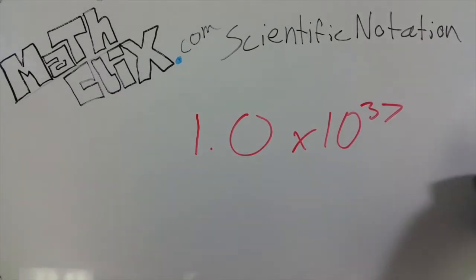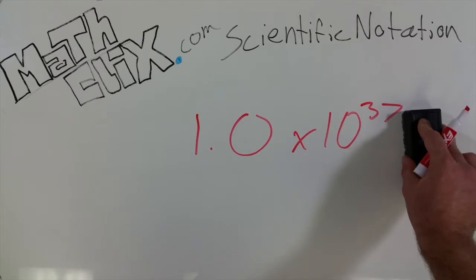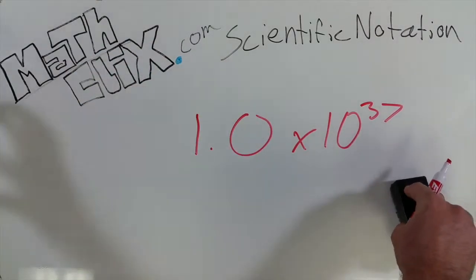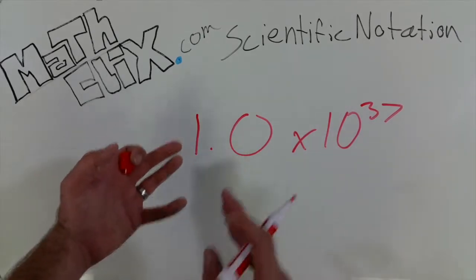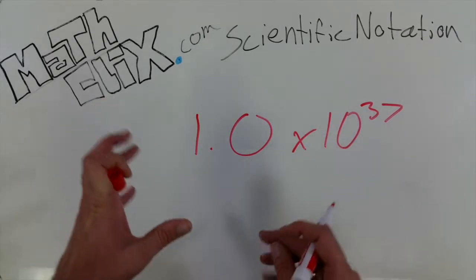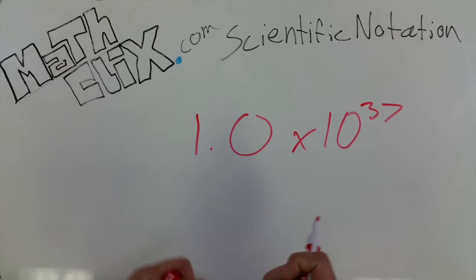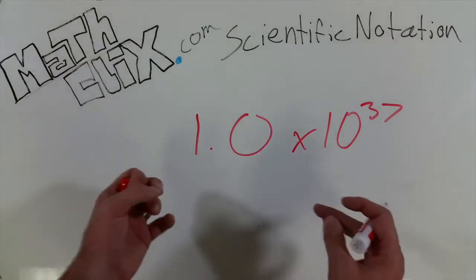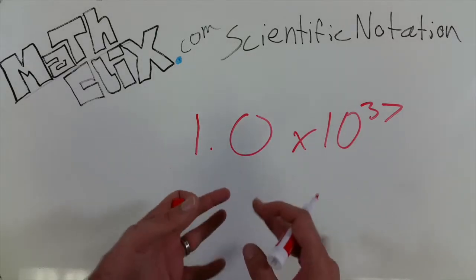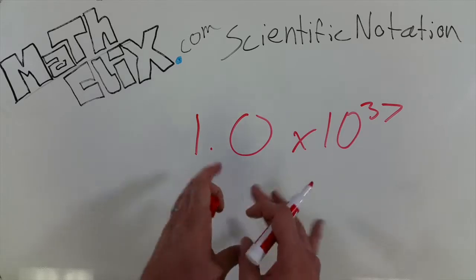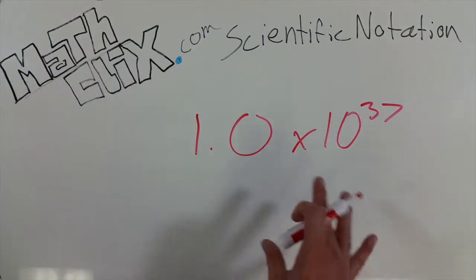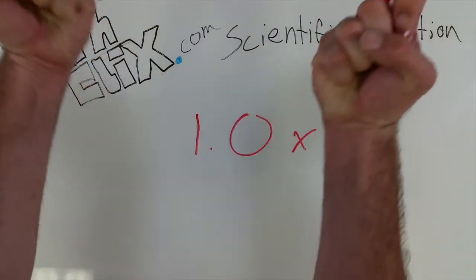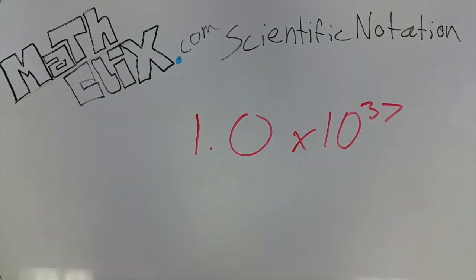Okay. Well, it works in the other direction too. This number might represent something sort of like, I don't know, the number of stars that are just in our galaxy, let alone all of the galaxies, okay? So something huge and massive, mega.